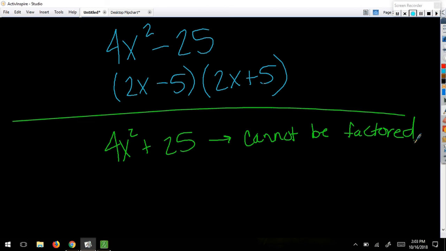Let's do another. This is that last one you did is a difference of 2 squares. Yes.